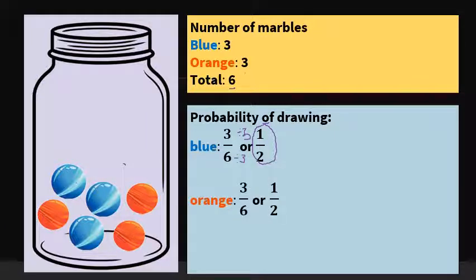Now, same goes for orange. I've got 3 orange marbles and I've got six marbles altogether, so my probability of drawing an orange marble is 3/6, or again, 1/2. Now, the probability of drawing either an orange or a blue marble is 6/6. That's because there are six marbles in there, and all the marbles are either blue or orange. Or another way of expressing that is as one, because we know that 6/6 is the same as a whole, and we know that a whole is one. So we need to use our knowledge of fractions here. When we have a probability represented as one, that means it is certain.